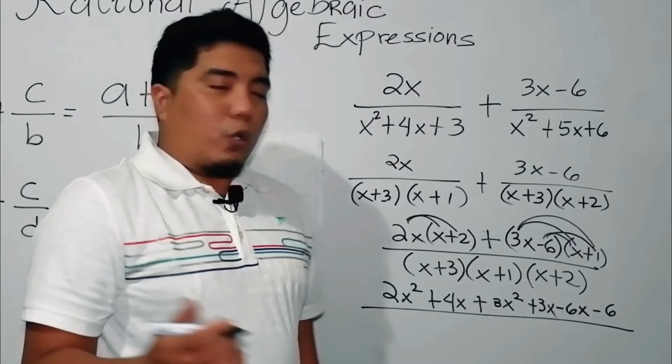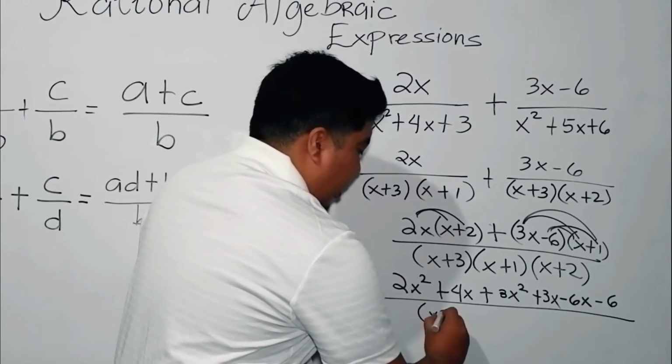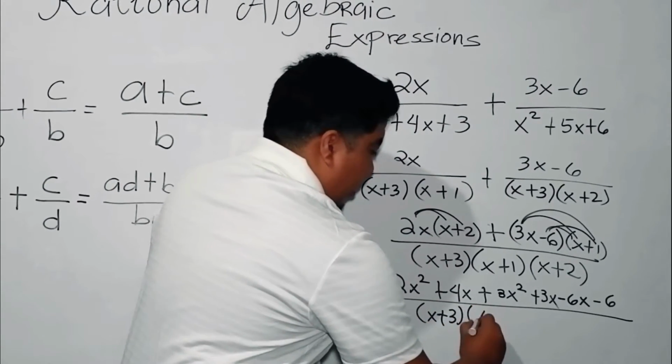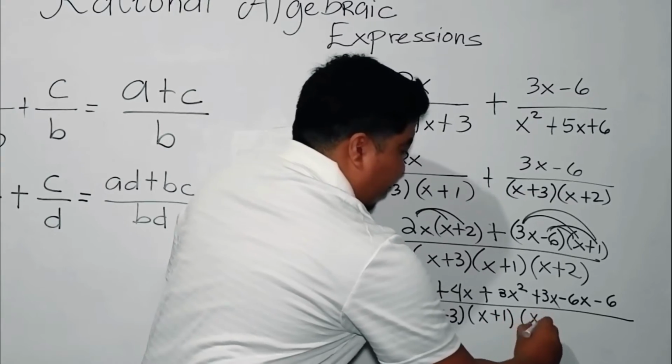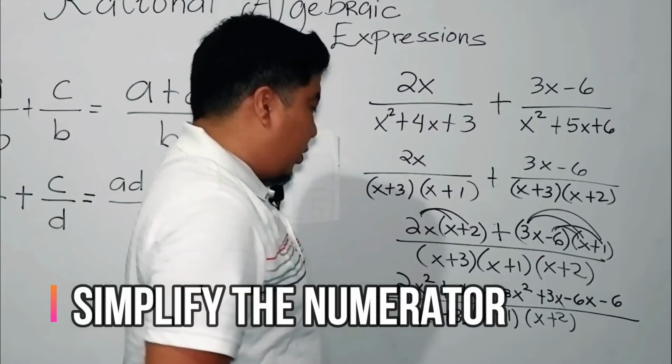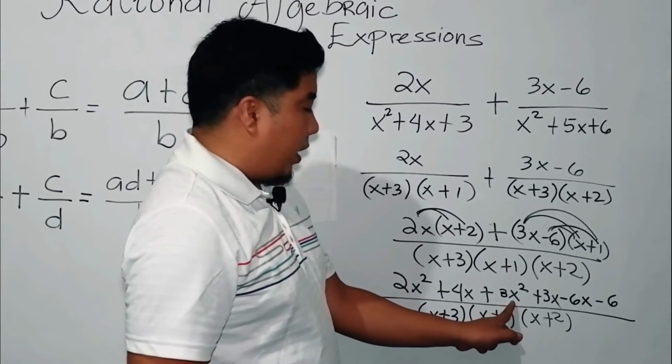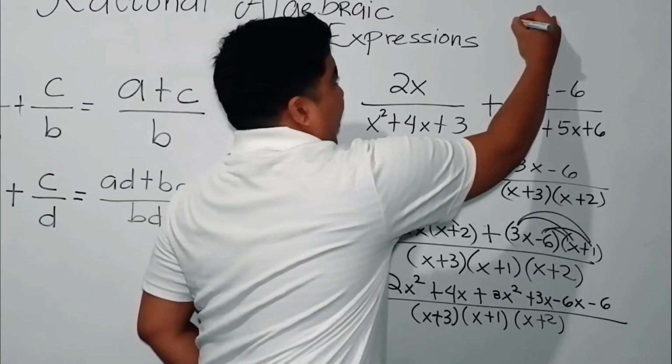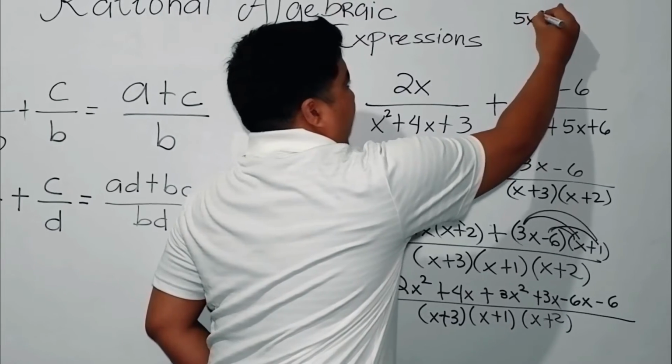Alright. So, we just copy our LCD. And now we will simplify our numerator. We have an x squared here. We also have an x squared there. So, therefore, our final answer is 5x squared.